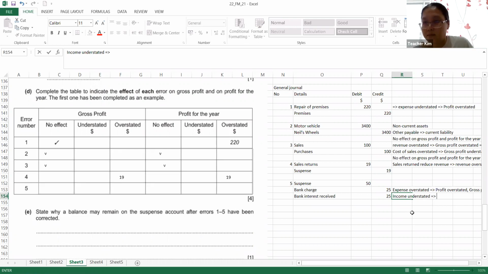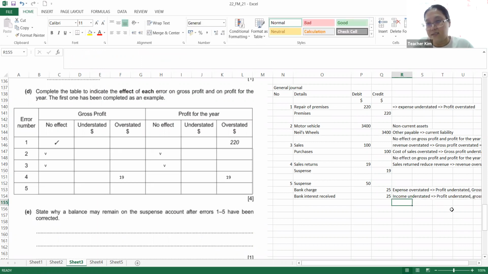Bank charge. Sorry, this one's the wrong side already. This one should be expenses overstated. Profit should be understated. Okay. Expenses over, profit under. Gross profit no effect. Income understated, profit understated. Gross profit no effect, because these two are under the income and expenses section.